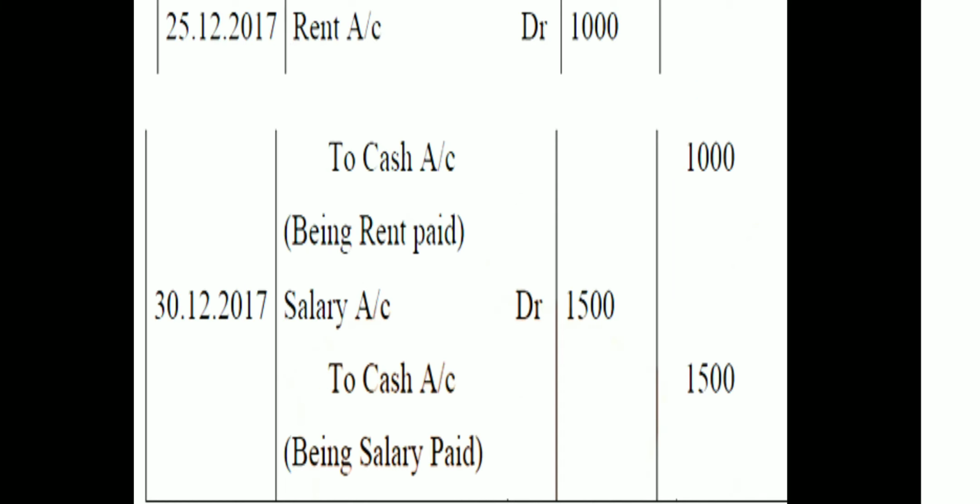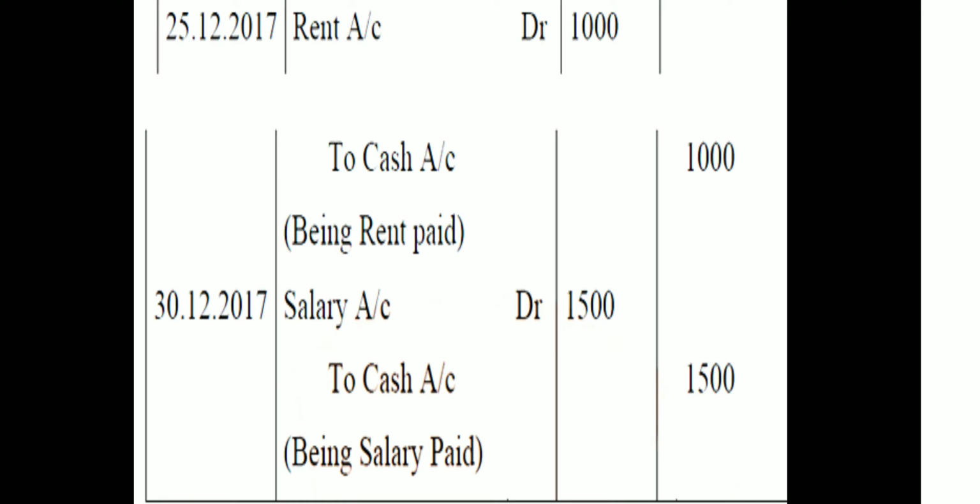Whenever there is an expense, the amount of expense will be debited by the name of that expense. So we will write rent account debit, and what goes? Cash goes. So the cash will be credited. Rent account debit to cash account. The amount will be 1,000 rupees. In narration, we will write being rent paid.